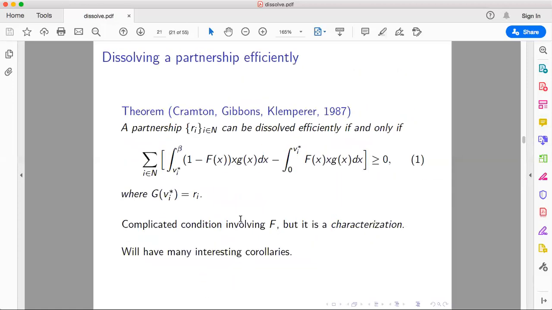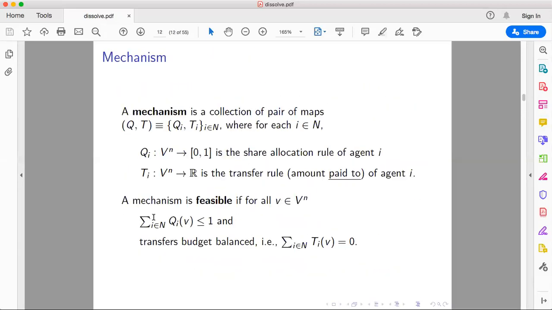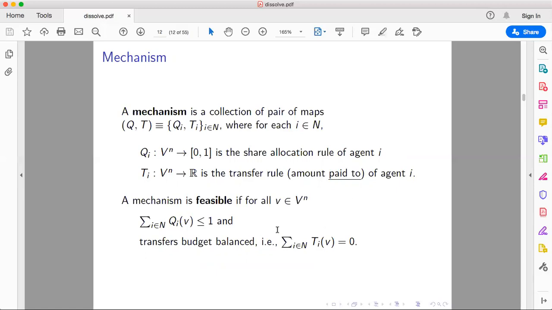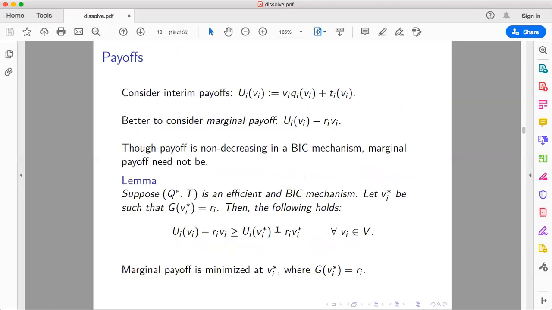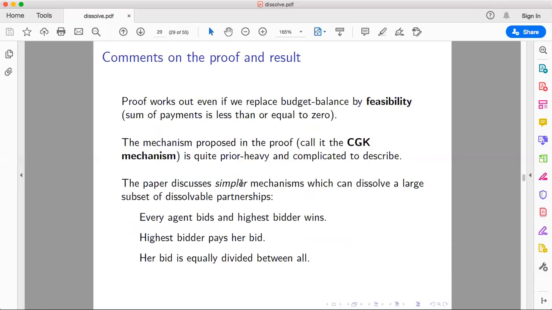Here I'm using feasibility in two ways. Earlier I had defined feasibility to be the sum of q_i(v) less than or equal to 1 and the sum of t_i(v) equal to 0. At many places in the notes, I have used feasibility to be just the sum of t_i(v) less than or equal to 0. So it's kind of contradicting. So let's call the first one feasible in this model, and this I will call payment feasibility. Payment feasibility just means that the sum of t_i(v) is less than or equal to 0. Okay, sir.